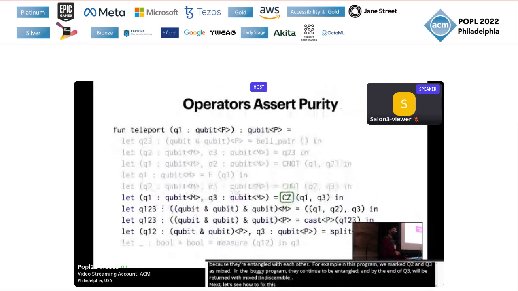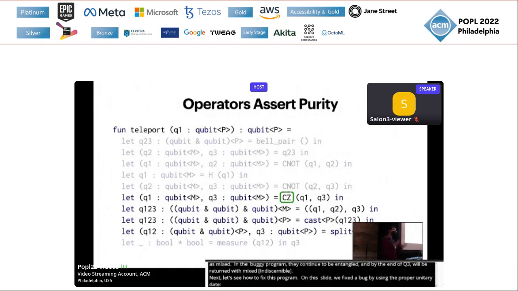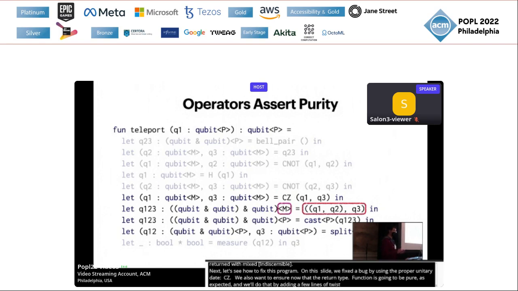On this slide, we've fixed the bug by using the proper unitary gate, CZ. We also want to ensure now that the return type of the function is going to be pure as expected. And we'll do that by adding a few lines of Twist purity assertions. First, we're going to create an entangled triple from Q1, Q2, and Q3, and it will have mixed type.